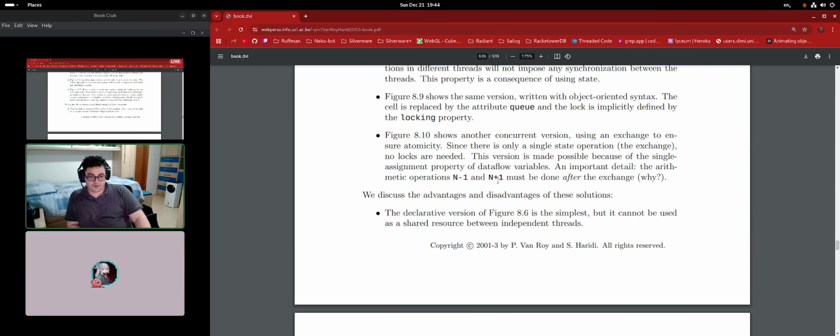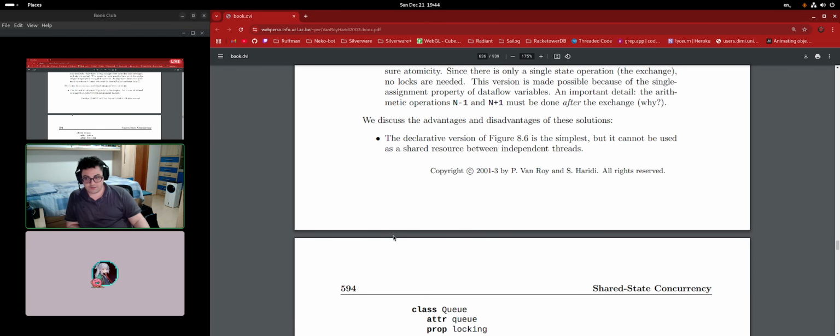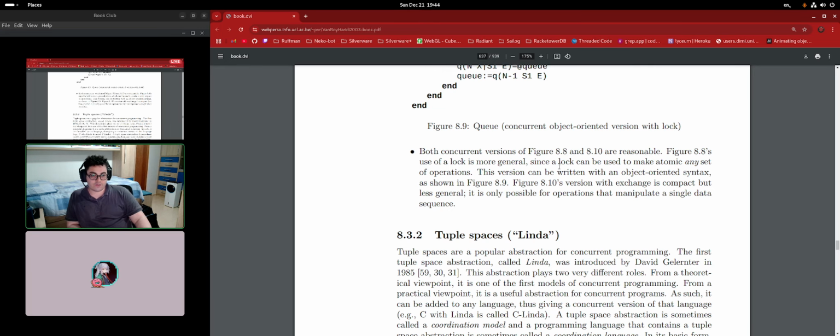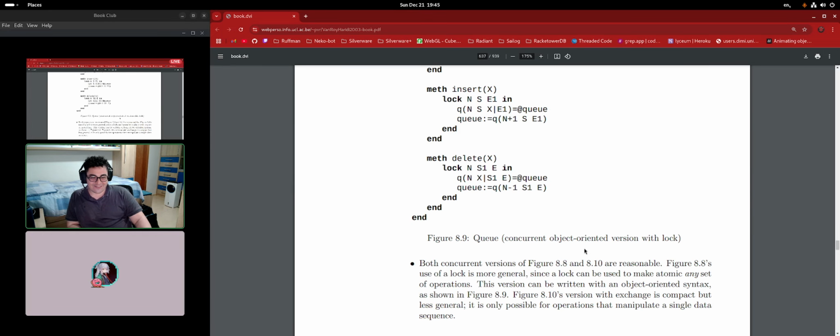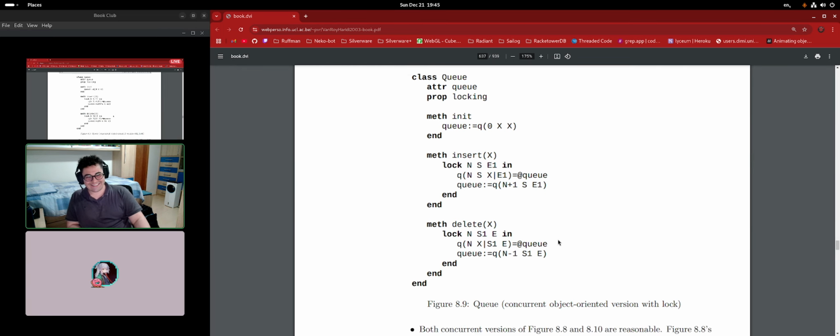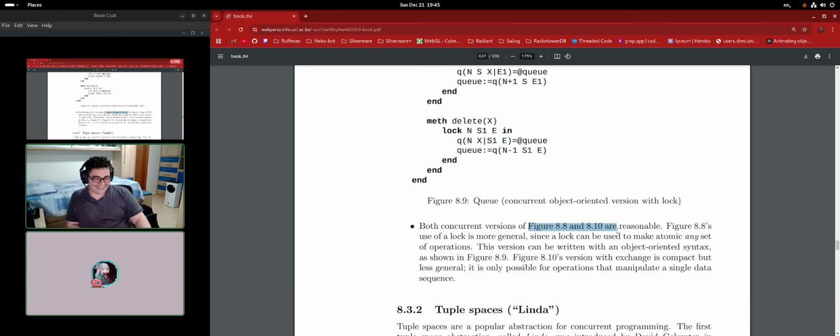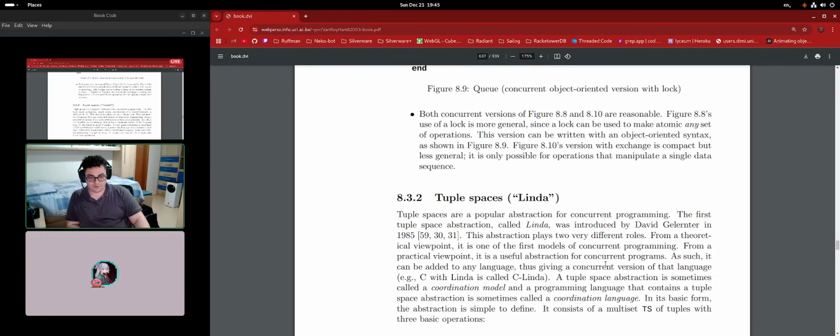We can discuss the advantages. Declarative 8.6 is the simplest. It cannot be used as a shared resource between independent threads. Makes total sense. Both concurrent versions 8.8 and 8.10 are reasonable. Notice that 8.9 is classified as not reasonable, kind of overkill for this case. The 8.8 use of a lock is more general since a lock can be used to make atomic any set of operations. We've seen this before. This version can be written with an object-oriented syntax. The 8.10 version with exchange is compact, but is less general. It's only possible for operations that manipulate a single data structure.